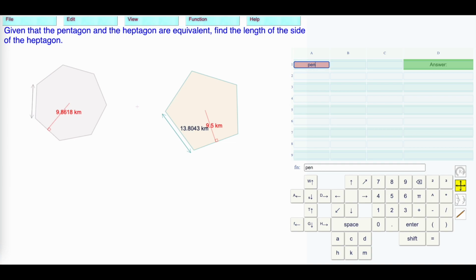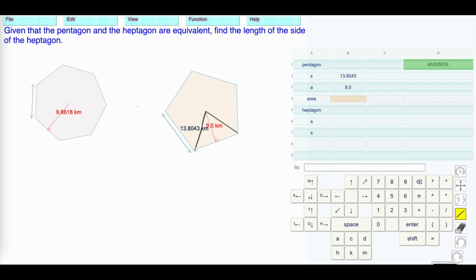For the pentagon, we have the side and we have the apothem. Then we can figure out the area. For the heptagon, we know the area. Once we know the area of the pentagon, we know the apothem, and then we find the side length. The side length of the pentagon is 13.8043. The apothem is 9.5.